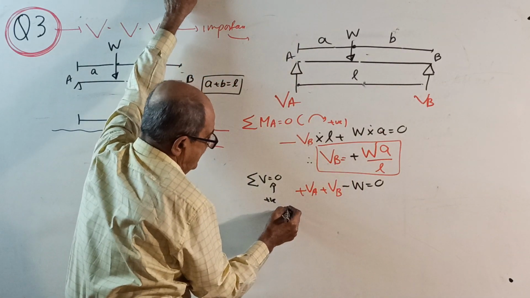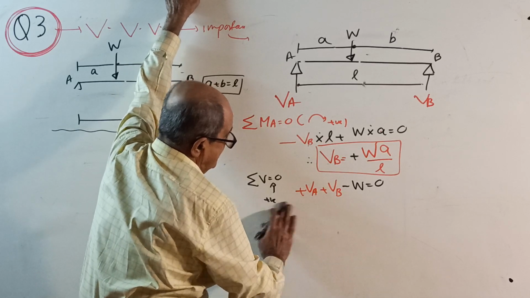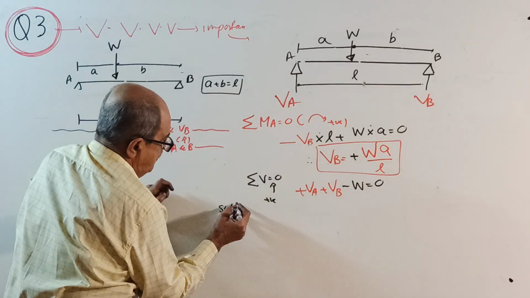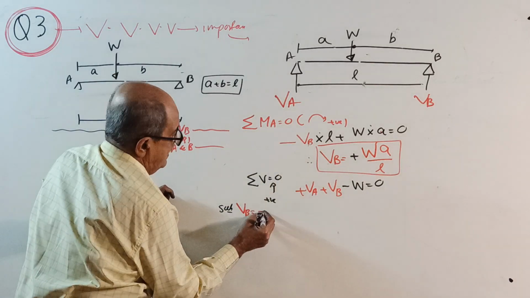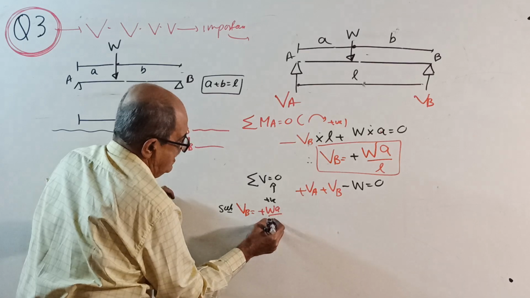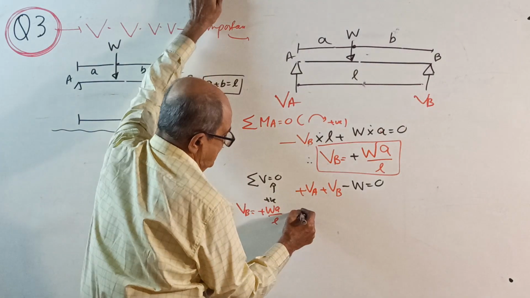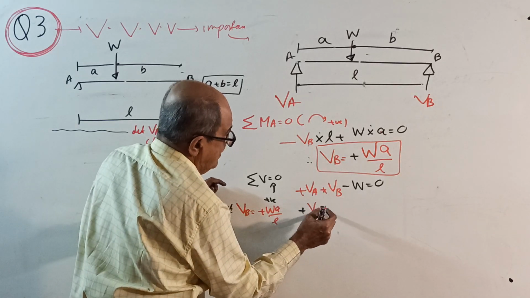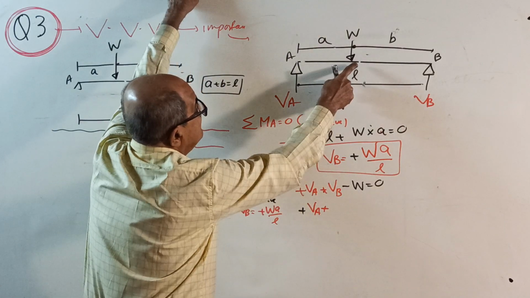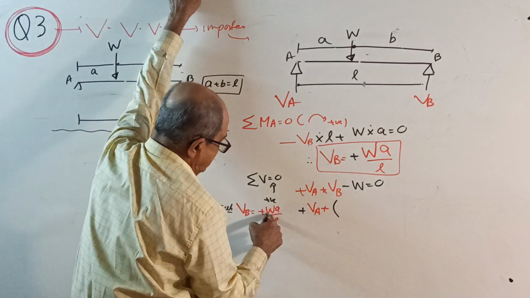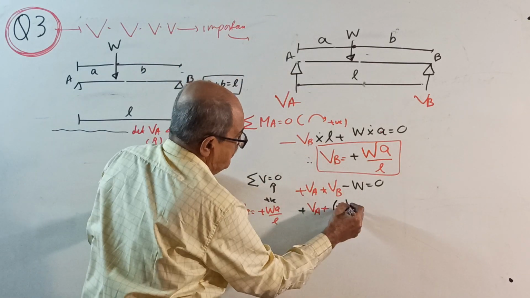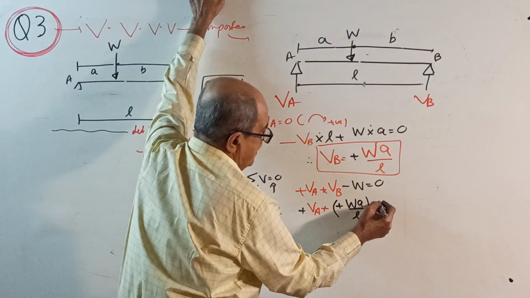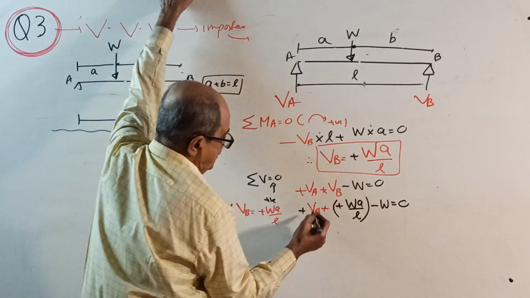Be careful. Now substitute VB equal to what you got there, plus WA by L. Substitute that answer. You get plus VA, then this plus is not that plus. This plus is from sigma V equal to 0, plus the bracket, plus WA by L. It is a known value now. Okay. WA by L minus W equal to 0.